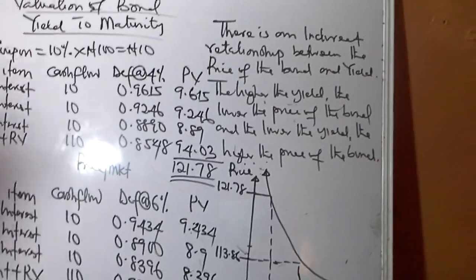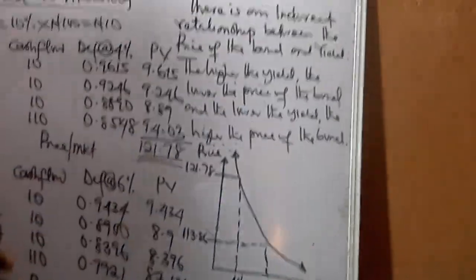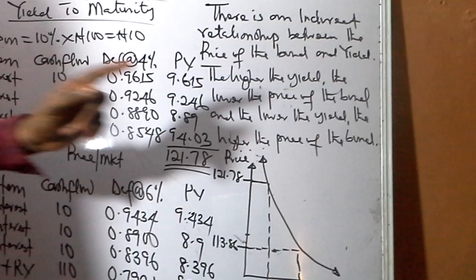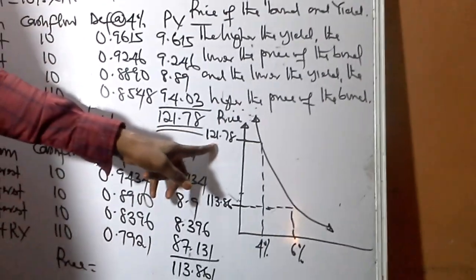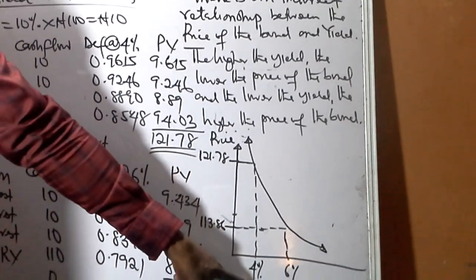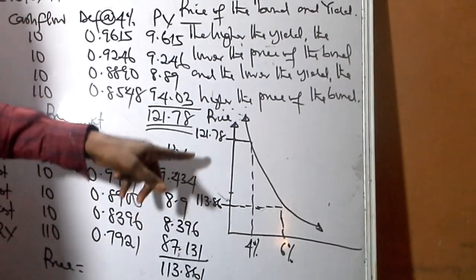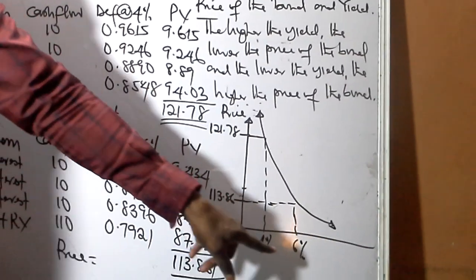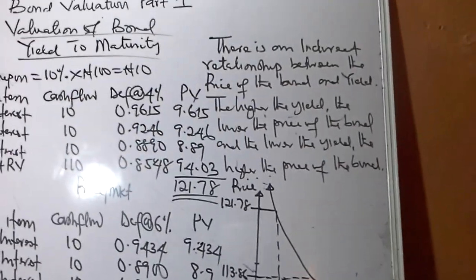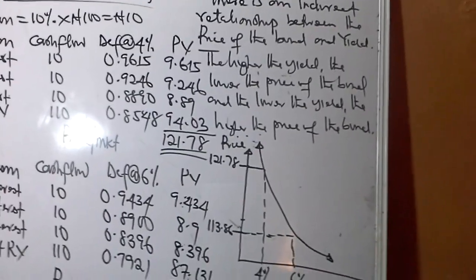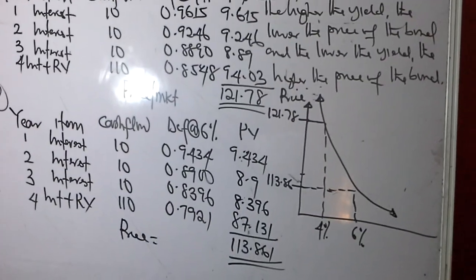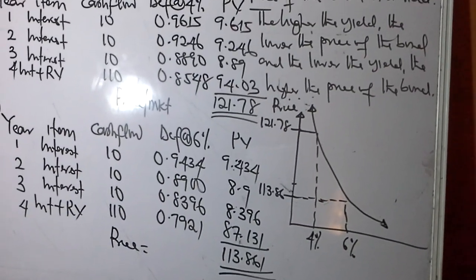Now, there is an indirect relationship between the price of the bond and the yield. Now, this is the graph, okay? When the price was 121.78, we had 4% yield. But when the price falls to this, the yield goes up. Exactly. So that is how to determine the relationship between the price of the bond and the yield.